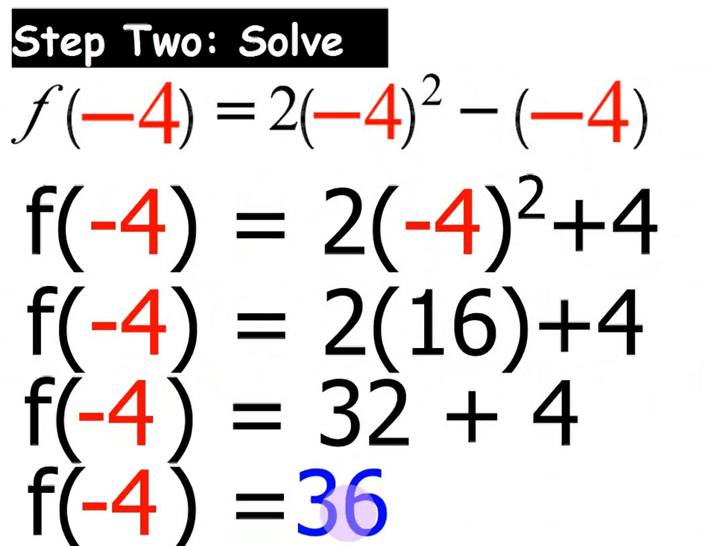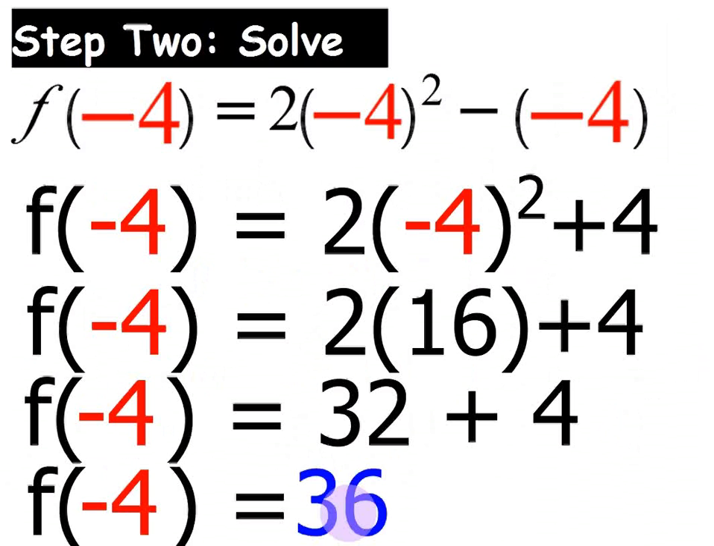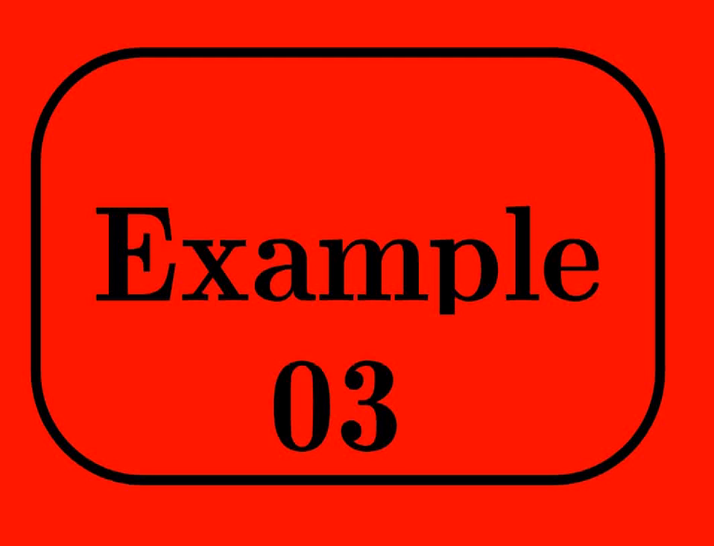It's that simple. We started with 2 x values. We plugged in negative 4, and we figured it out to be 36. So therefore, f of negative 4 equals 36. We solved it. We're done with step 2, and we're done with the problem.